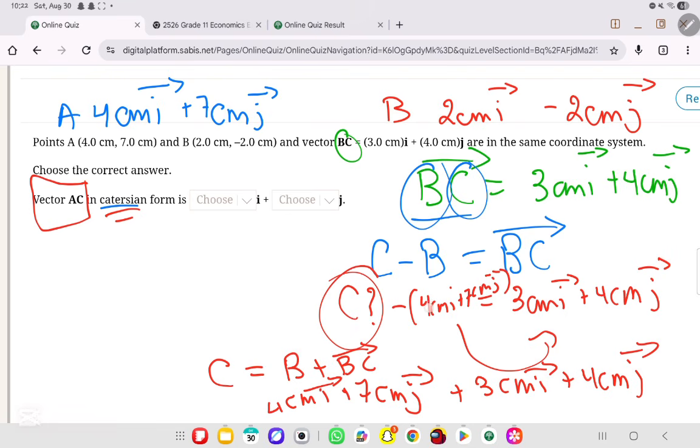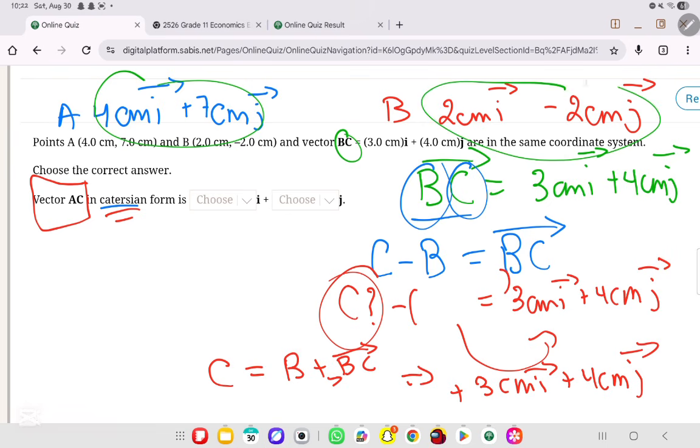Stop. I made one mistake. You see, I didn't pay attention. I chose BA instead of B. So if you make this mistake in the exam, you're going to lose marks. So please pay attention. Don't do what I did. So B is this one, actually. B is 2 centimeter I minus 2 centimeter J, right? So it's going to be 2 centimeter I minus 2 centimeter J plus this, okay?